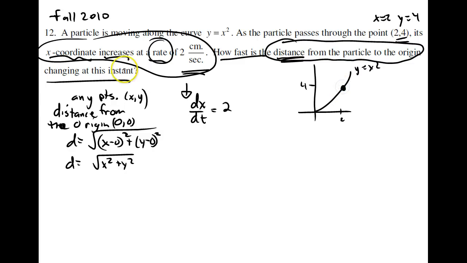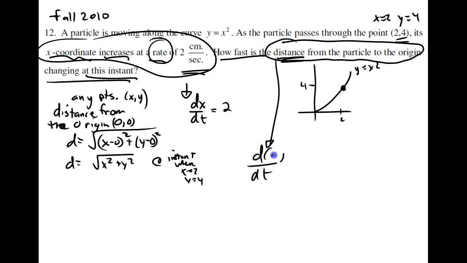At the instant when x is 2 and y is 4, the key is not to plug in 2 and 4 and get that distance. We don't want to know what the distance is. We want to know, sorry about my writing, how the distance is changing with time. dx/dt, dy/dt, dD/dt. Sorry. Can I use capital D or something? I don't know. Let's go with this.